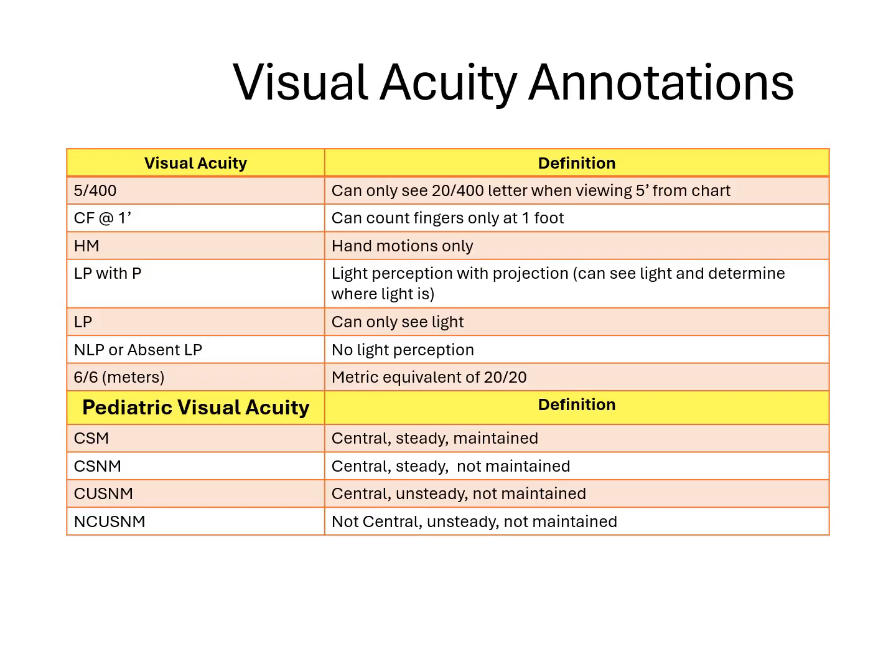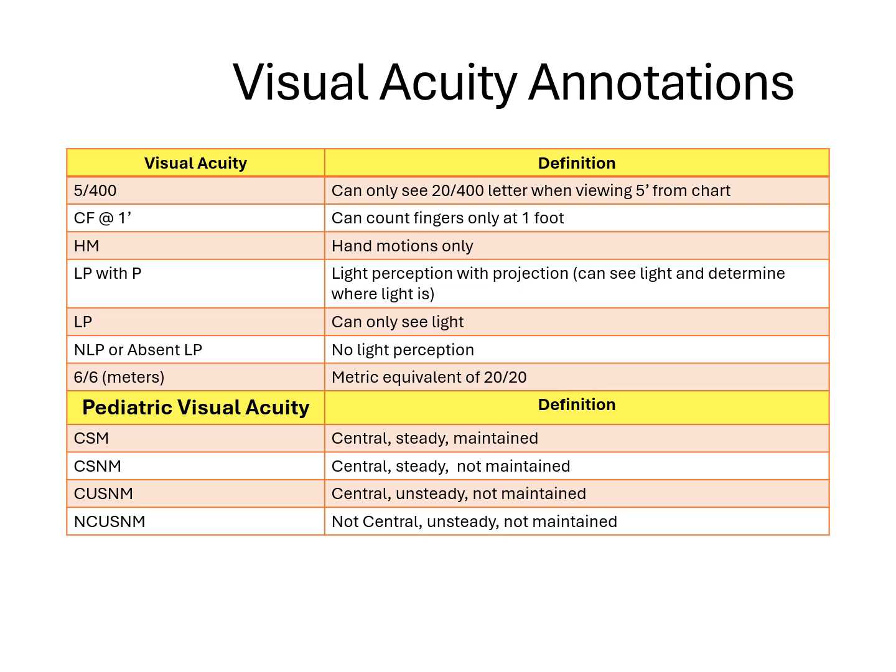The visual acuity 5/400 means that the patient is 5 feet from the chart and can only see the 2400 letter. CF at 1 foot means that the patient can count fingers only at 1 foot. HM is hand motions only. LP with P is light perception with projection, meaning the patient can see the light and they can tell you where the light is coming from.